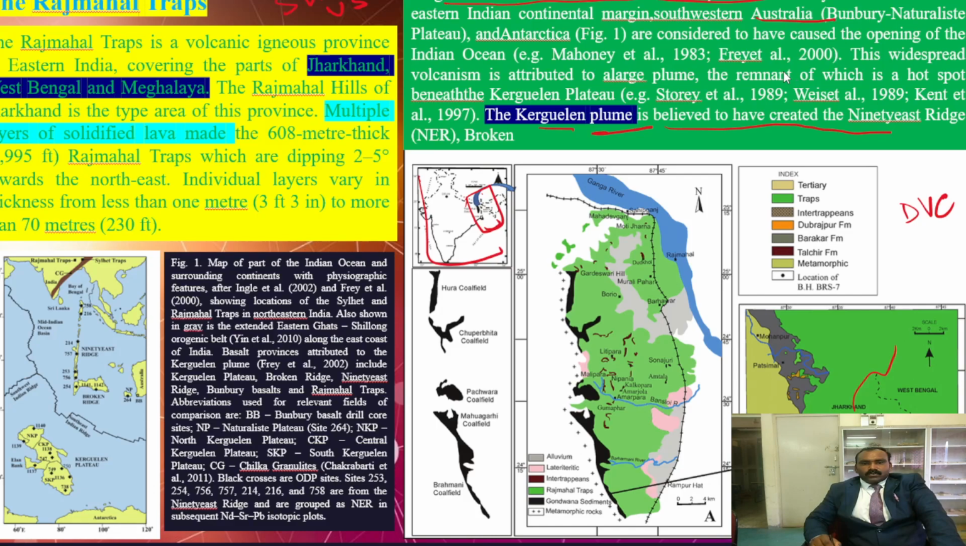And then the Rajmahal trap is in the volcanic igneous provinces of eastern India, covering parts of Jharkhand, West Bengal and Meghalaya. In Jharkhand, West Bengal and Meghalaya, we may find occurrences of the Rajmahal trap. The Rajmahal hills of Jharkhand are a type of these provinces, and multiple layers are solidified by the lava. Those multiple layers of solidified lava made the Rajmahal traps 608 meters to 1,995 feet thick, dipping about 2 to 5 degrees towards the northeast.